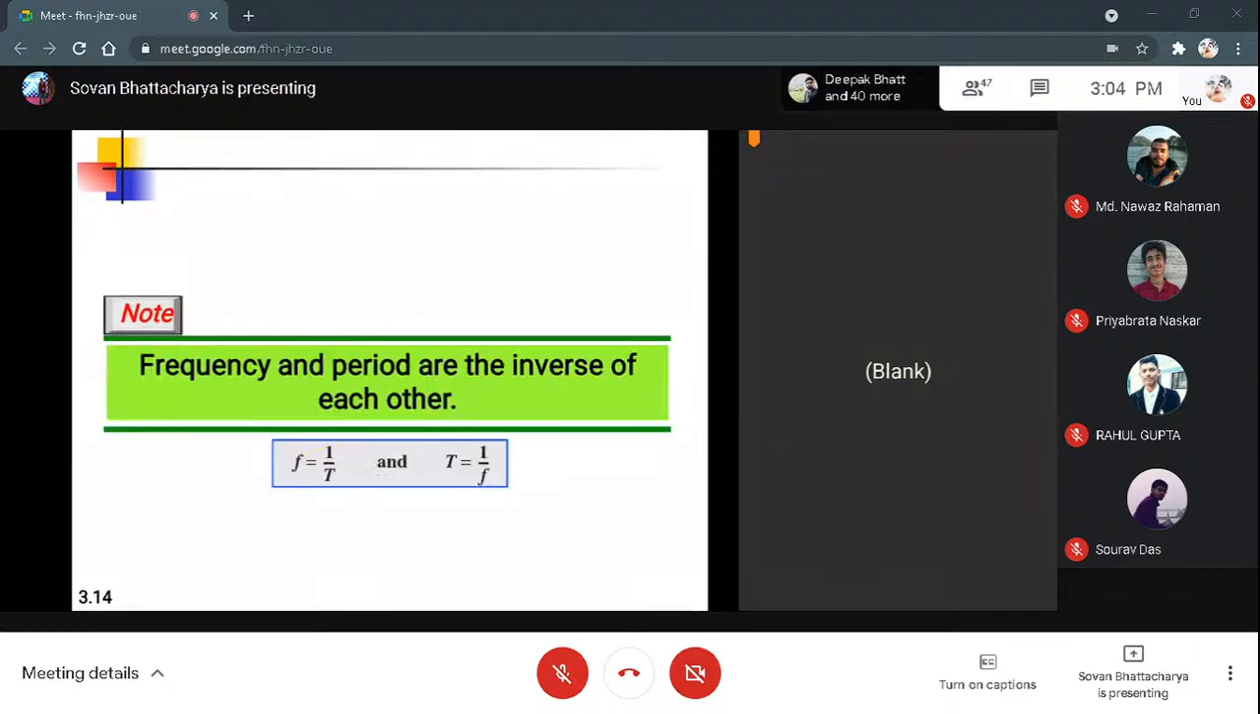Now the second part, frequency. You know the formula: frequency equals 1 by T, where T is the time period. The time period is inversely proportional to the frequency. So frequency and time period are both inversely proportional.